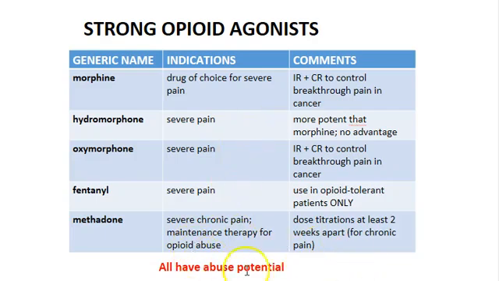And so all of these drugs basically have abuse potential. There's different formulations of these drugs. Fentanyl is really the most potent. And you see the comments here, use only in opioid tolerant patients. And so a patient that's naive to any type of the opioids basically couldn't handle fentanyl in most normal situations. And you can see all these different formulations that are here.